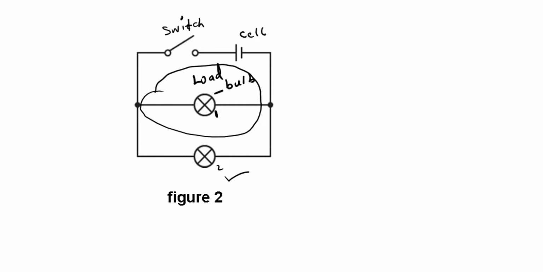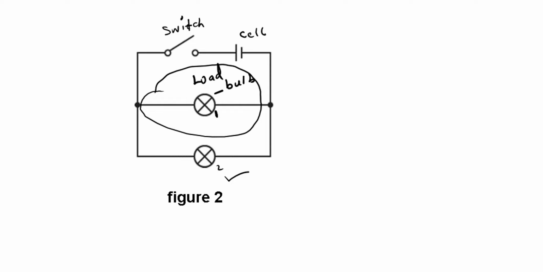Remember, just like I said before, that in parallel, the current flowing is different. Also, the amount of current flowing depends on the resistance in the circuit. Is the resistance high? Is the resistance low? It will affect the amount of current flowing.